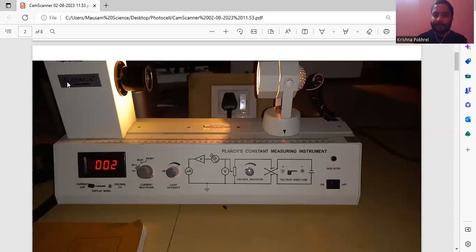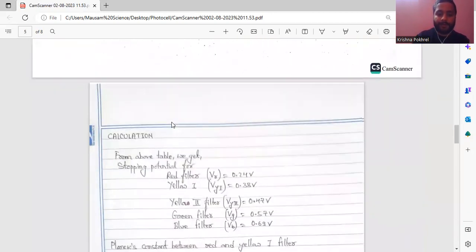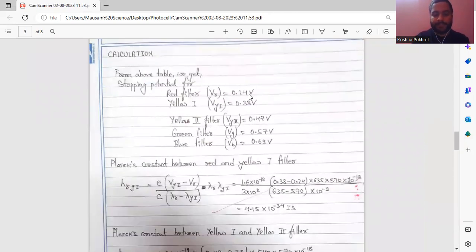Although the red color light ejects electrons, there is a certain value of current mentioned before. When we reverse bias the voltage, the current will not flow in the circuit, because the voltage we are giving here is called the stopping voltage, since we are stopping the current with that voltage. That is called the stopping potential. By that way, we have got the stopping potential for the red filter as 0.24 volt. It will be displayed whenever you turn that switch to the other side. Similarly for yellow 1, yellow 2, green filter, and blue filter.